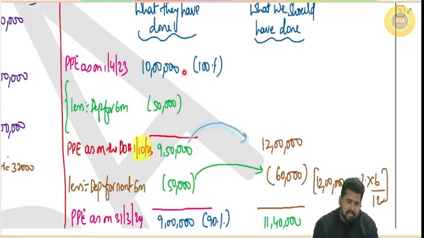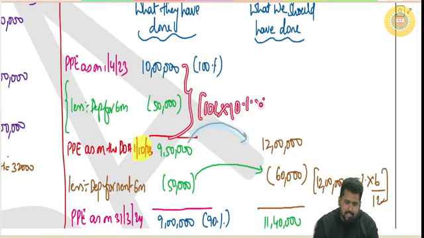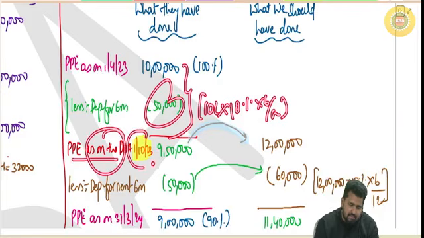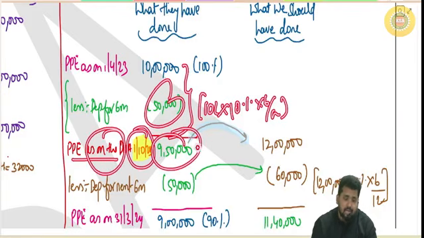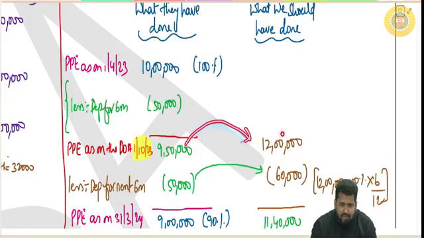Therefore, they are telling, for the first 6 months you charge depreciation. How to charge depreciation? 10 lakh into 10% into 6 by 12. How much? 50,000. So PP value on the date of acquisition, 1st October, is how much? 9,50,000. On this date only they are revaluing to 12 lakhs.